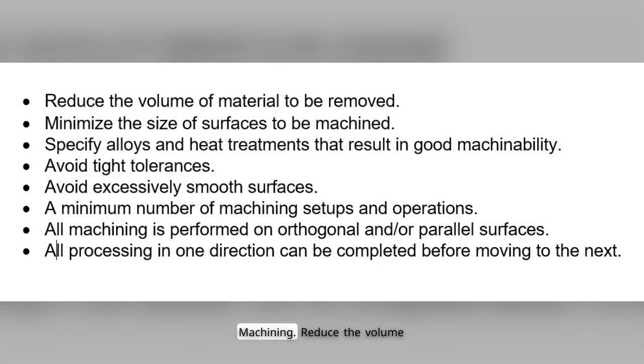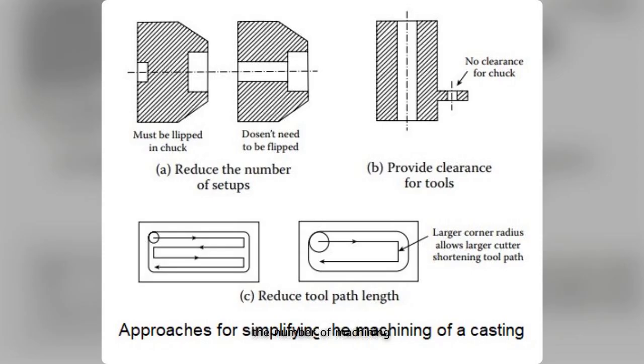Design for machining. Reduce the volume of material to be removed. Minimize the size of surfaces to be machined. Specify alloys and heat treatments that result in good machinability. Avoid tight tolerances. See more in the figure. Minimize the number of machining directions, as shown in the figure.